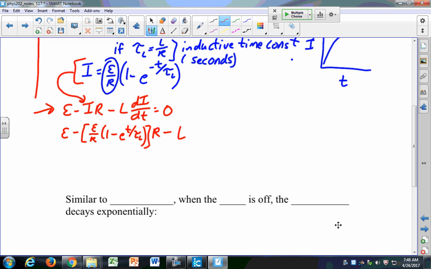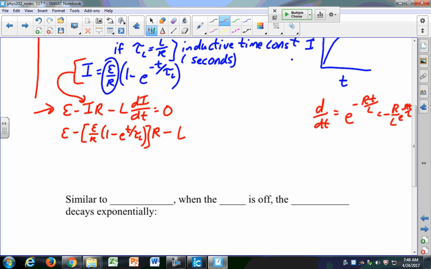Now remember that if I'm taking the derivative of an exponential function, the derivative of e to the minus Rt over L is equal to minus R over L times e to the minus Rt over L. Y'all have seen derivatives of exponential functions before. You should have. We haven't done them in this class, but you should have seen them in Calc 1.